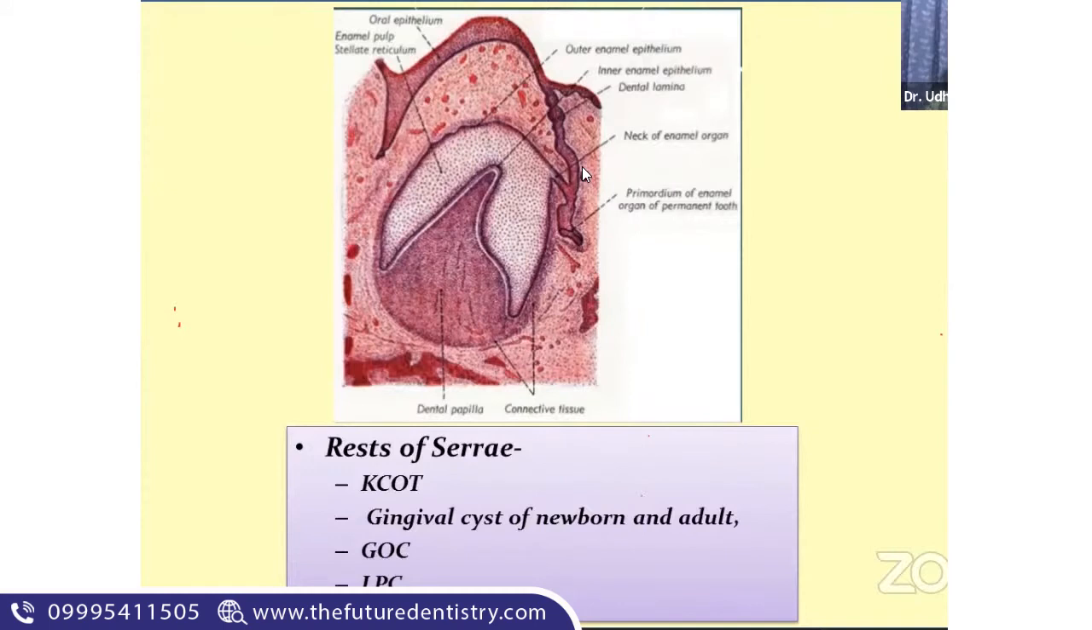When it gets cut, this part where my cursor is gets severed. So these cells will lie in this connective tissue as rest cells. These rest cells are called the cell rests of serrae. These cell rests of serrae, on appropriate stimulation, can give rise to a variety of odontogenic cysts. These include your KCOT, glandular odontogenic cyst, and lateral periodontal cyst. Hope this is clear.